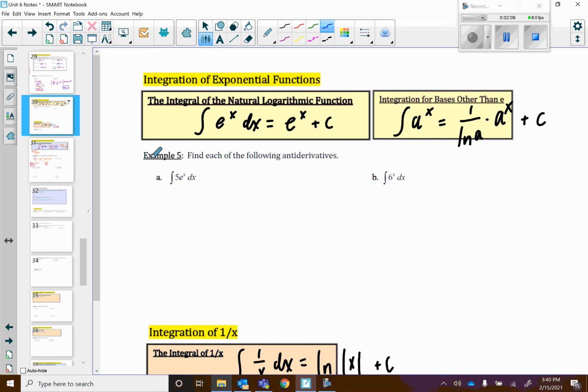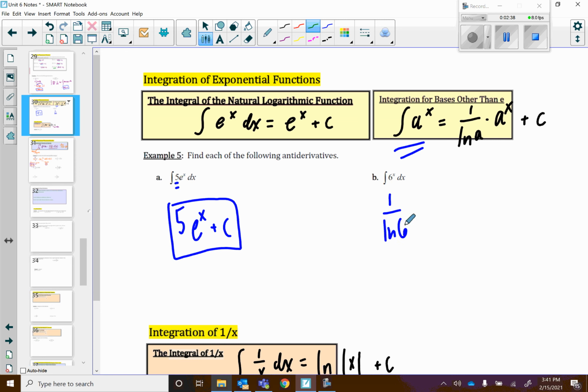Next up, we want to look at our natural log and exponential functions. So the antiderivative of 5e to the x, well, the antiderivative of e to the x is just e to the x, but we have this 5 out front, so we can multiply that by 5 plus c. Pretty boring. The antiderivative of 6 to the x, well, this is this property right here, 1 over the natural log of 6 times 6 to the x power plus c.